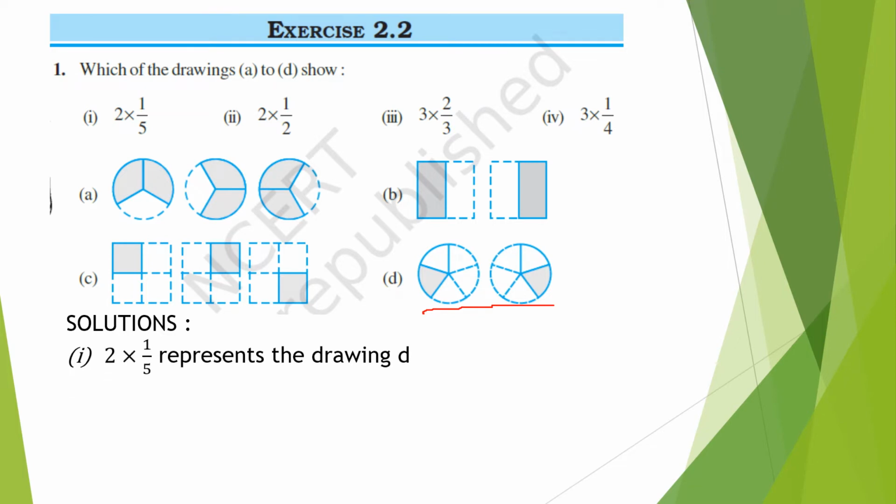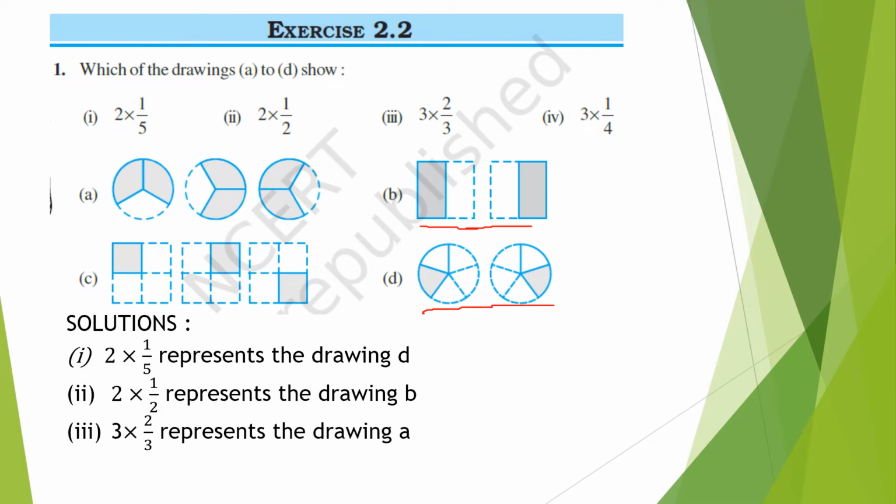Next one, 2 into 1 by 2. So take the fraction which is divided into two parts. Yes, here the rectangle is divided into two parts. Such two rectangles are here. That means 2 into 1 by 2 represents the drawing B. Similarly, 3 into 2 by 3 represents the figure A. Next, 3 into 1 by 4 represents the figure C.